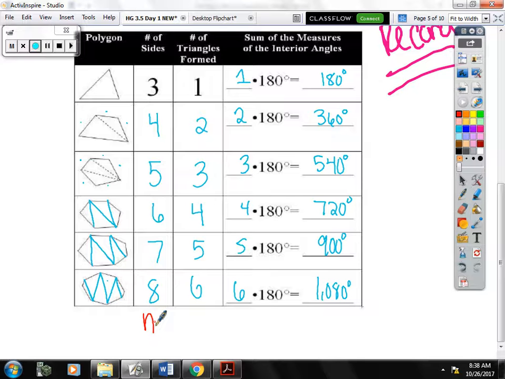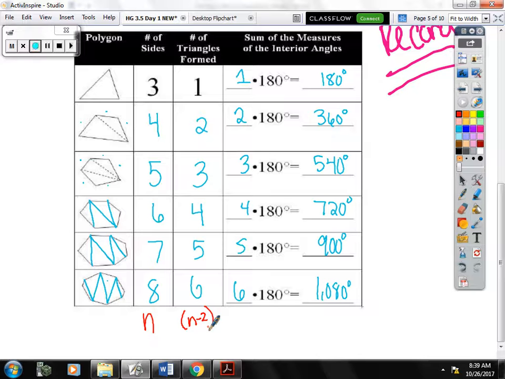Kaylin? It's 2 less, right? 3 minus 2 is 1. 4 minus 2 is 2. 5 minus 2 is 3. 6 minus 2 is 4. So if this is n, the number of triangles that can be formed is always 2 less, n minus 2.